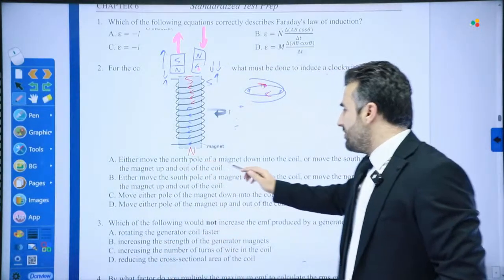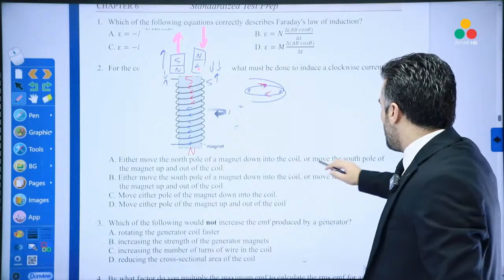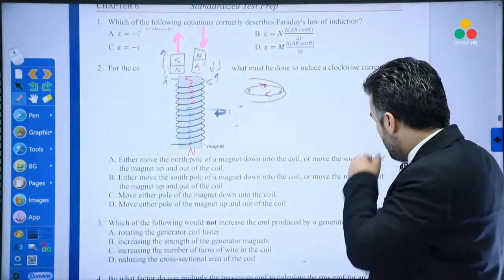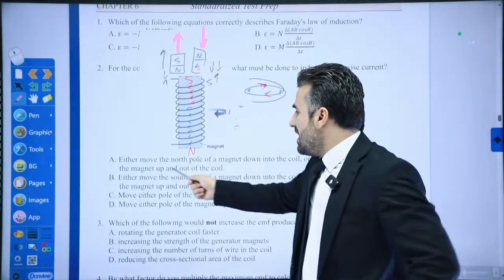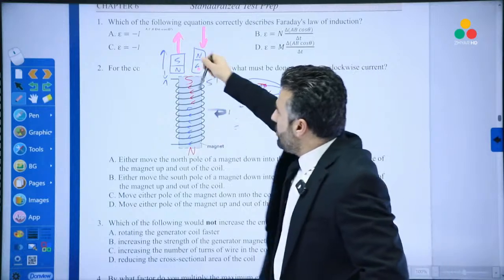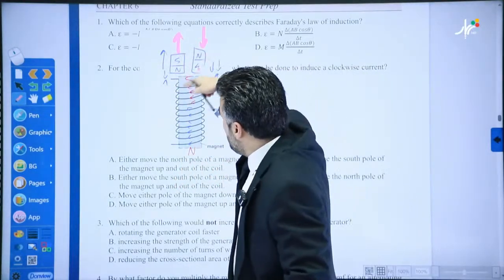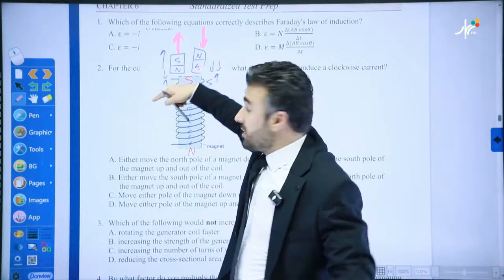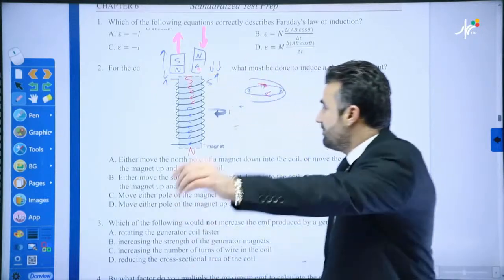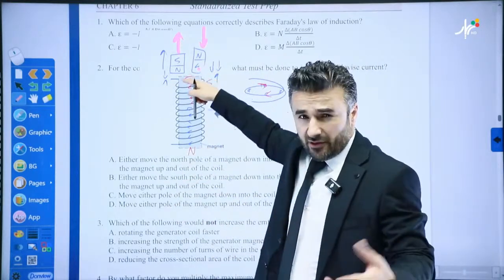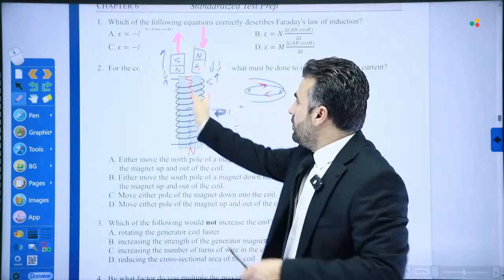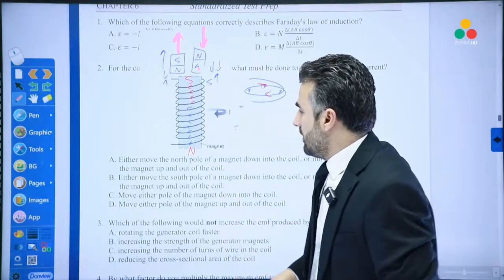Either move the north pole of a magnet down into the coil and move the south pole of the magnet up and out of the coil. Is that true? It says move the north pole down. That is incorrect, because if you move the north pole down, this side is going to be north as well, so you will not get south. And if you don't get south, that means the current will move the other way, counterclockwise, you can say.